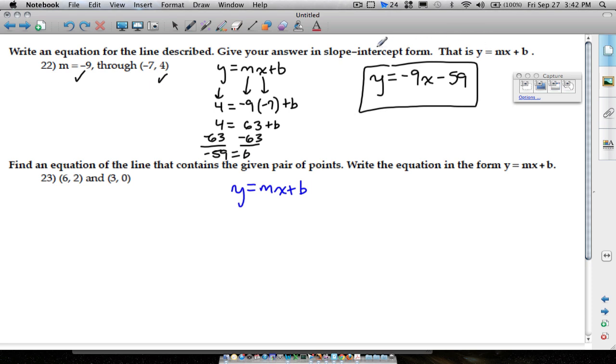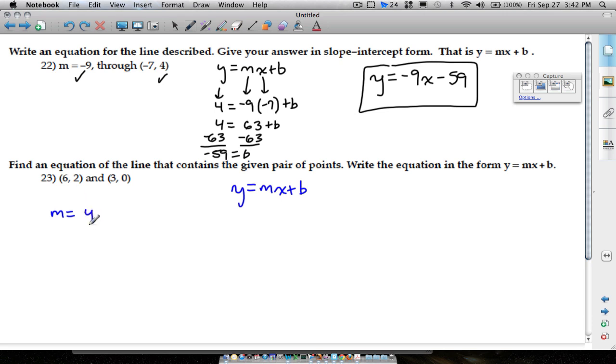Something to mention back here too, the reason why I stopped there is because it said put it in slope-intercept form, so we didn't have to go any further than this. We can leave it in y equals mx plus b. The same thing is going to apply here. We're missing one piece of information versus what we had up here. This last problem, number 22, a slope was given to us. There is no slope given to you here, so we need to find that slope.